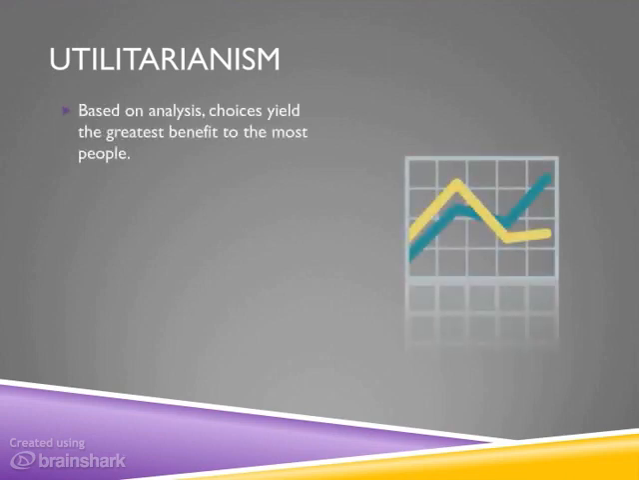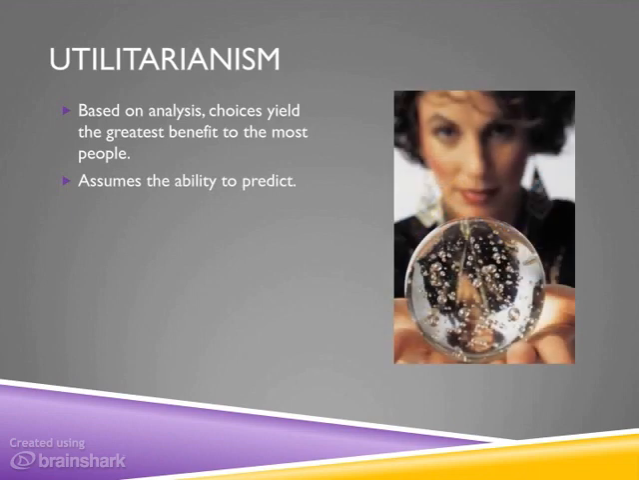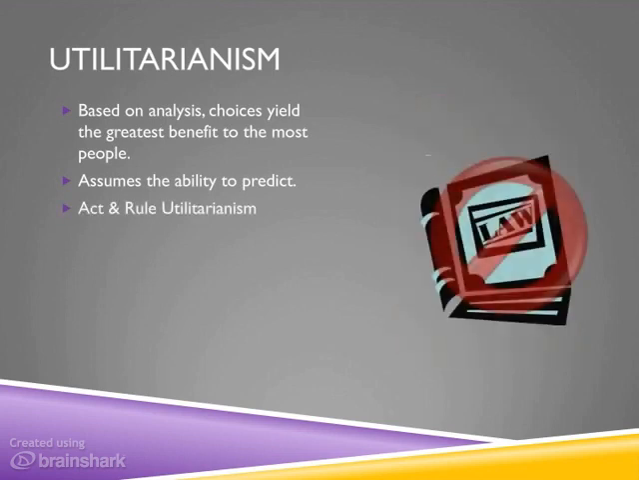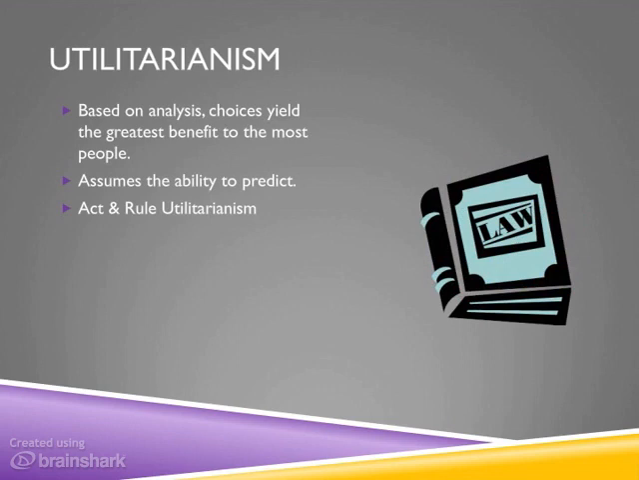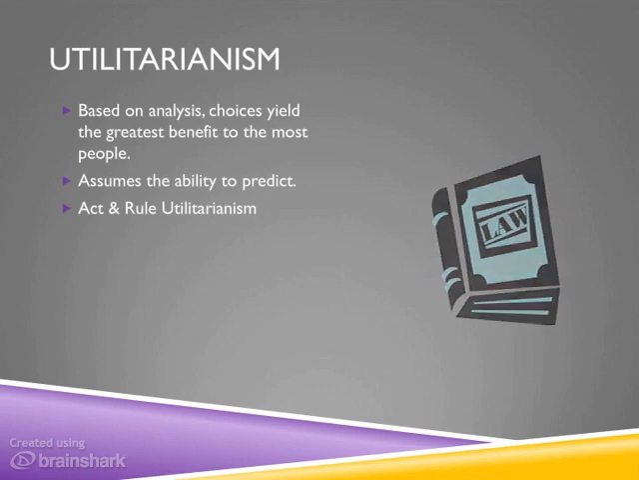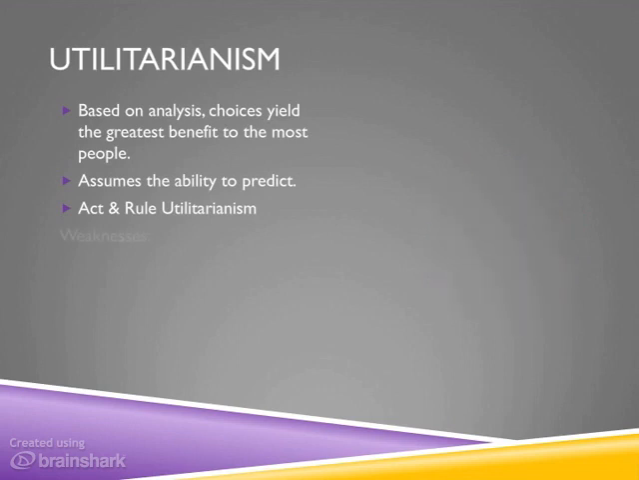Choices that are based on utilitarian theory use analysis. The choice that yields the greatest benefit to the most people is ethically correct. It makes the assumption that outcomes or consequences can be predicted. When comparing similar situations, predictions may be possible, but not in new situations. In act utilitarianism, the decision is made regardless of personal feelings or the law. In rule utilitarianism, one considers the law and is concerned with fairness.